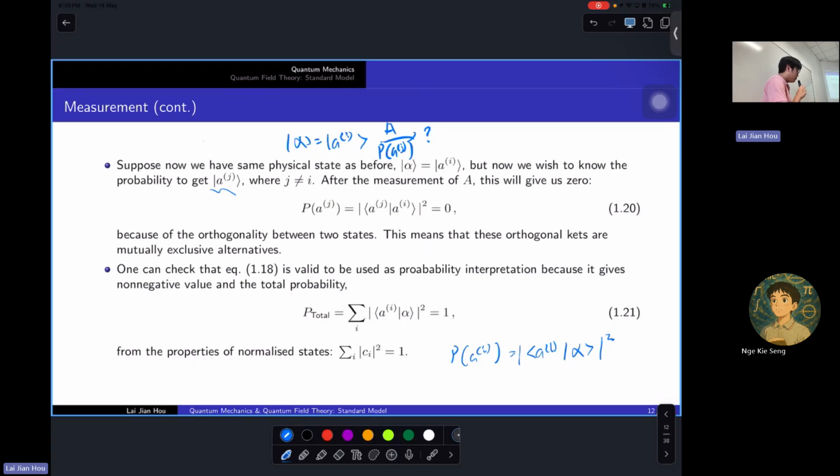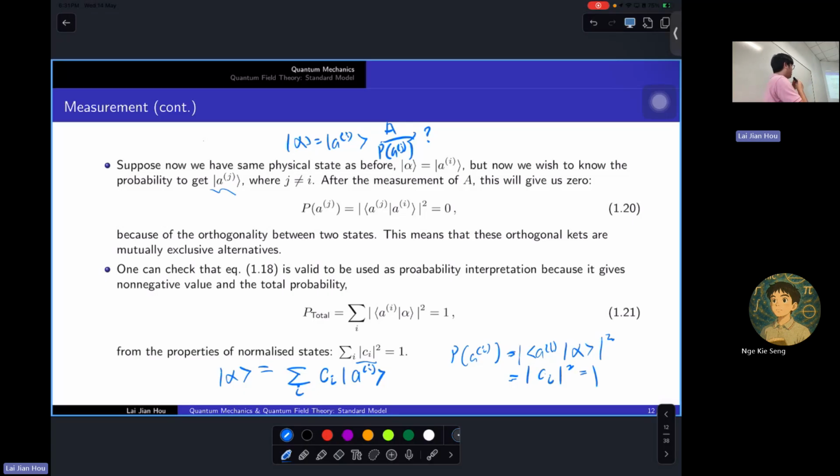Recall one of the properties of the normalized state: the expansion coefficients, with the sum over the index, is equal to 1. This is the expansion coefficient of a state. Let's say the state can be represented as a superposition of the eigenkets. By the properties of a normalized state, this gives us 1.